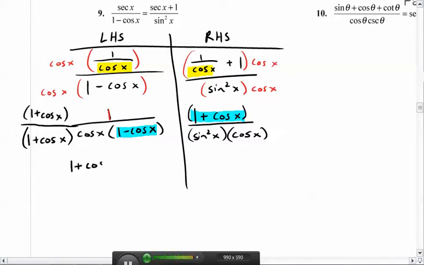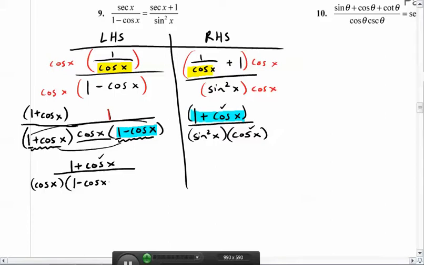And what's nice about that is now I've got the 1 plus cosine x on the top. I have this factor of cosine x that I'll just put in brackets there. That's the same as this one. And now somehow, when I put these two together, I should get sine squared x. So let me FOIL out this expression. So first times first, 1 times 1 is 1. Outsides, negative cosine x. Insides, positive cosine x. And last, negative cosine squared x.